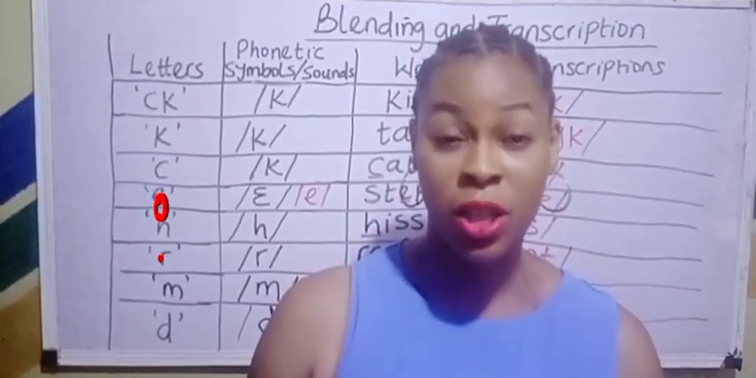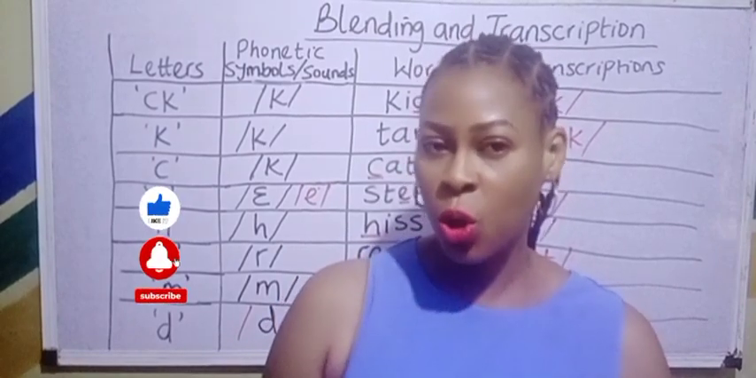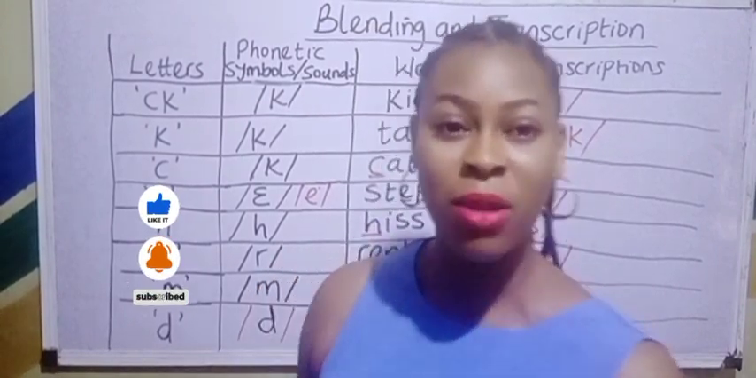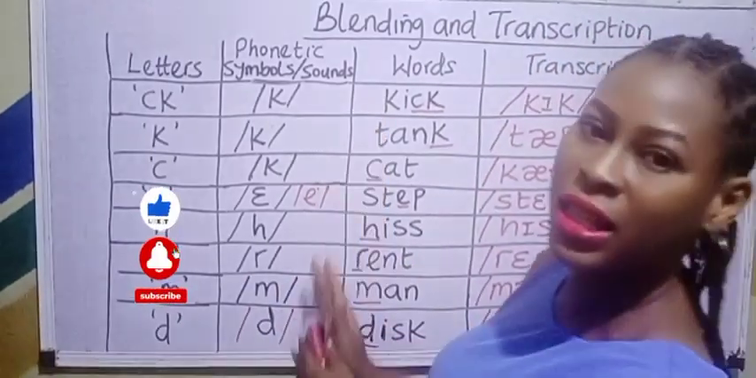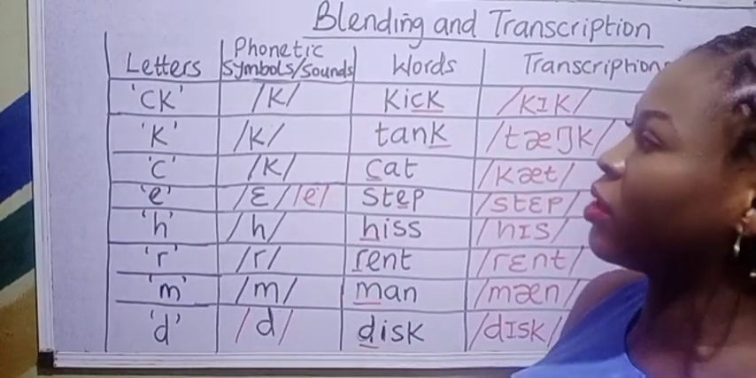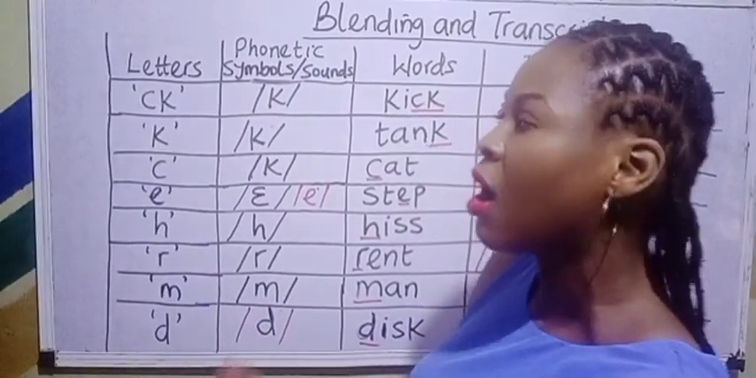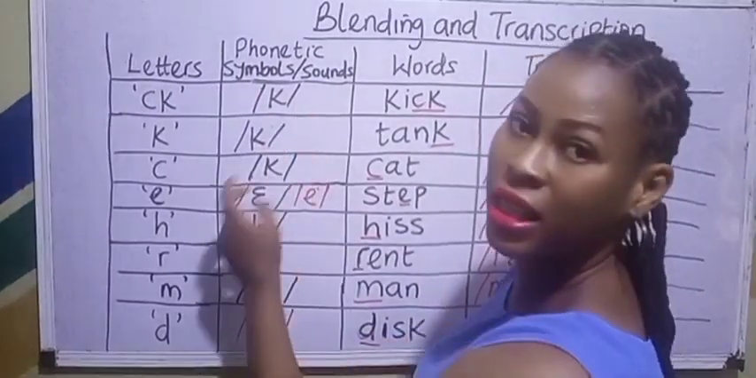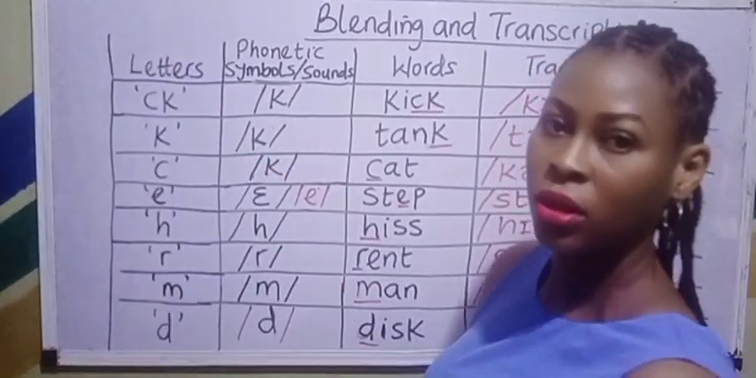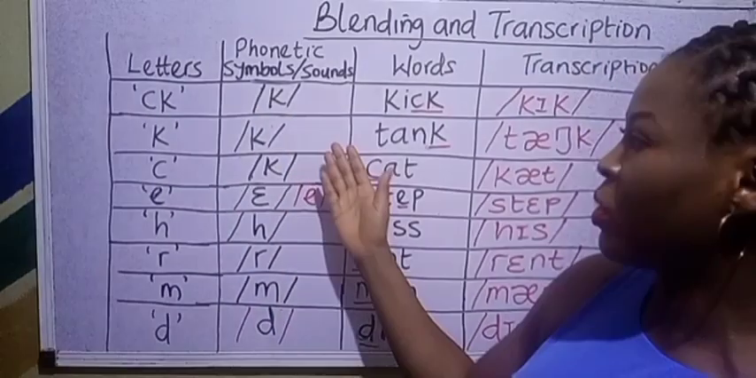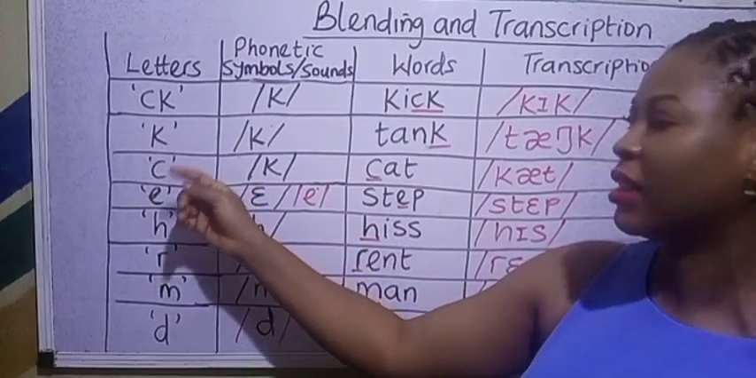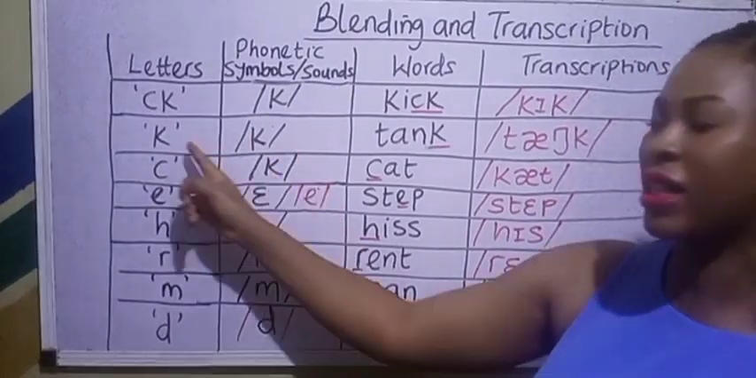I want to point your attention to something. You have to know that there are some consonant sounds in English language that are just represented as the phonetic symbols. The only difference between the letters and the phonetic symbols is the slash. That is the phonetic symbol slash. And so, for instance, now let's look at this letter K. It's sounding as K. It is represented like this.